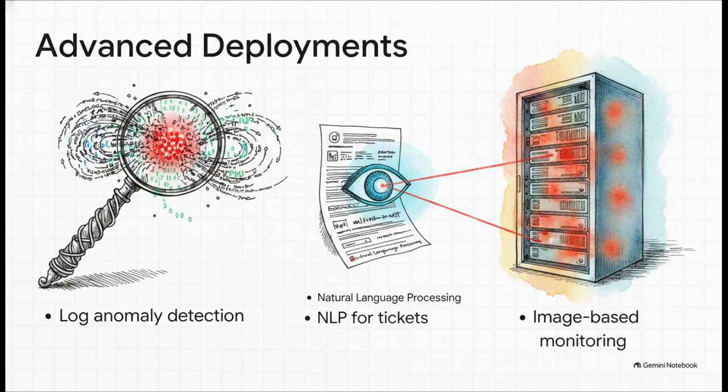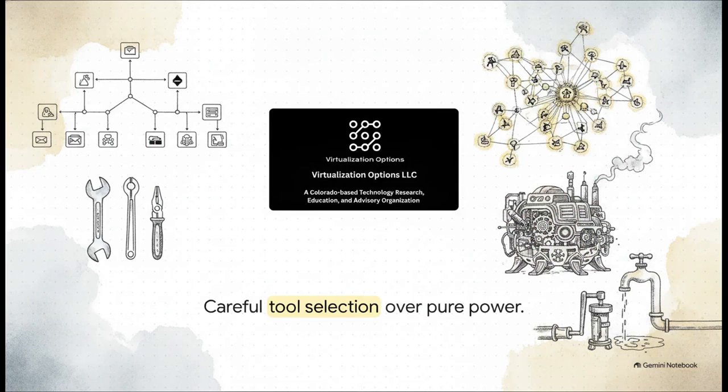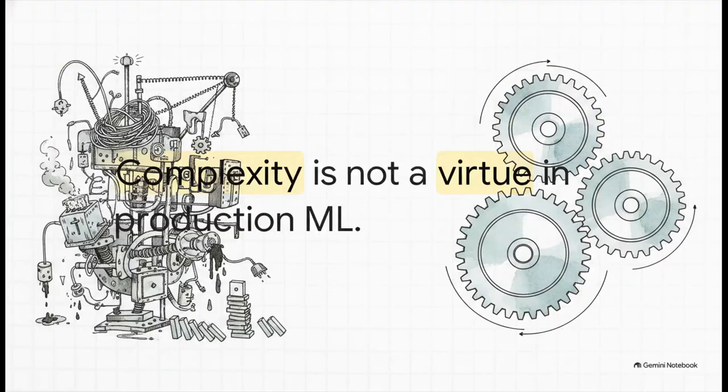It is phenomenal technology. However, and this is a big however, Virtualization Options LLC issues a critical warning here in Chapter 4. Tool selection is always more important than pure computational power. A well-tuned decision tree will very often drastically outperform a poorly configured neural network in a live production environment. Seriously, just because neural networks are the shiny new toy doesn't mean they're the right tool to fix a leaky faucet, you know? Complexity is not a virtue in production ML.